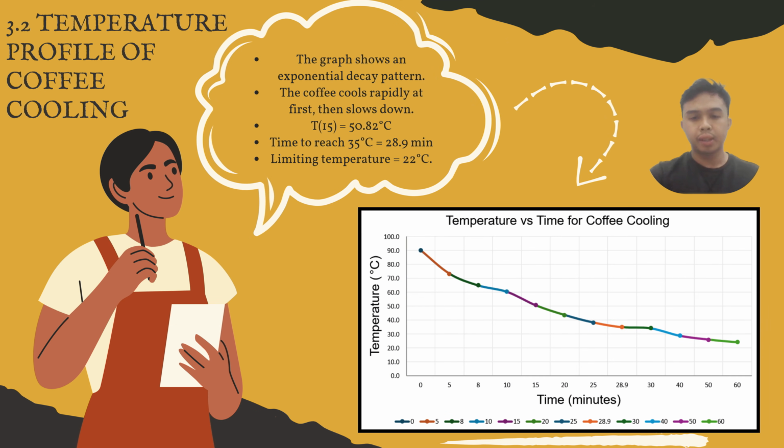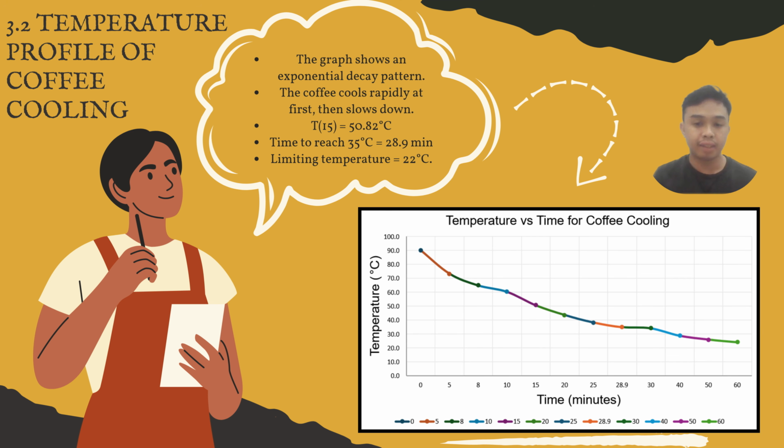Okay, about the temperature profile of coffee cooling, I will explain. The graph shows the relationship between temperature and time. From the graph, the coffee temperature decreased rapidly at the beginning. This happened because the temperature difference between the coffee and the room was still large.